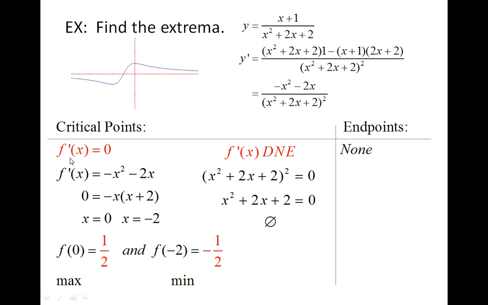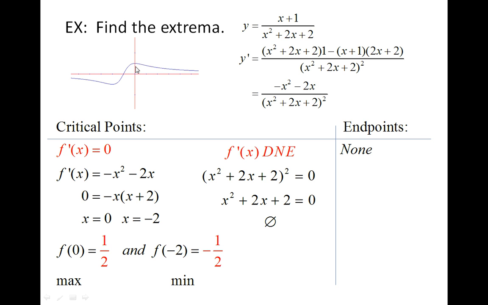So here I go, derivative equals 0. I took the derivative with quotient rule up above. And when I set that equal to 0, you can just multiply through by the denominator, and 0 times that denominator is still 0. So really you're just looking at the numerator being 0, and I factored out an x, and so I got either 0 or -2. And if I plug those back into my original function to get the y-coordinates, it comes out to 1/2 and -1/2.